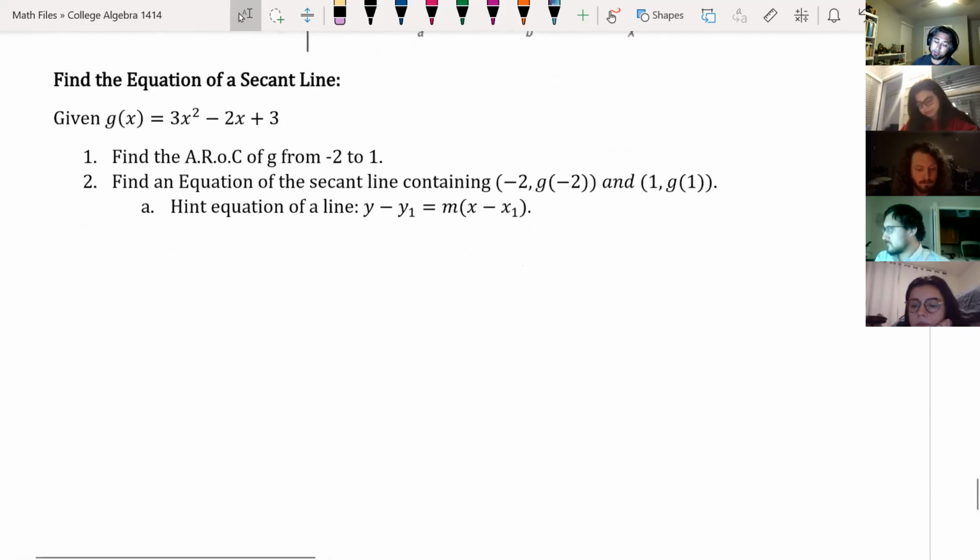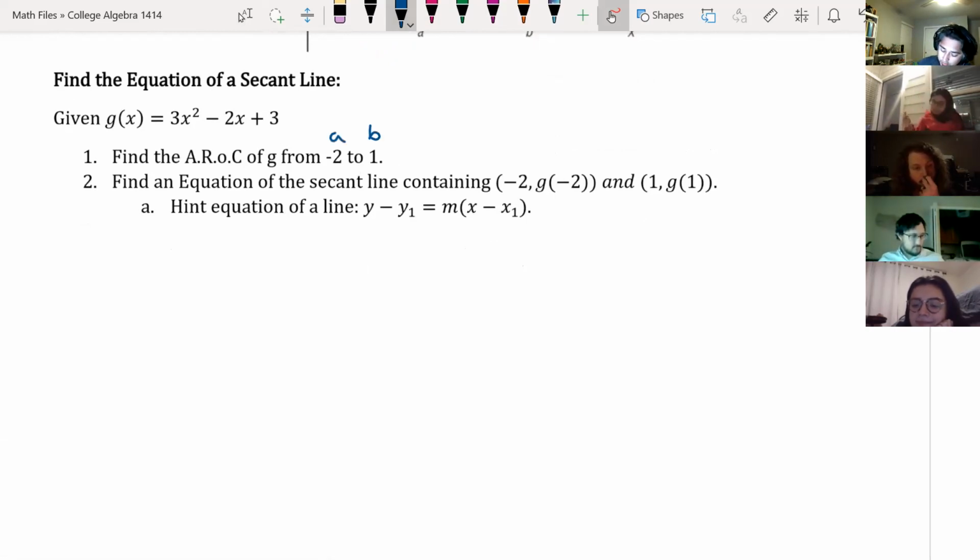So given g of x equals 3x squared minus 2x plus 3, find the average rate of change from -2 to 1. So before we begin, I like to label. Here's A, here's B. And for number 1, the average rate of change, this is function g.